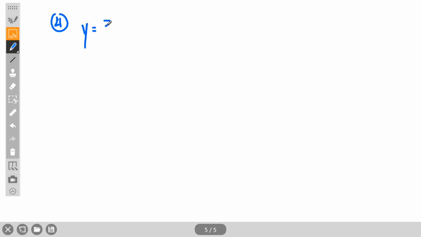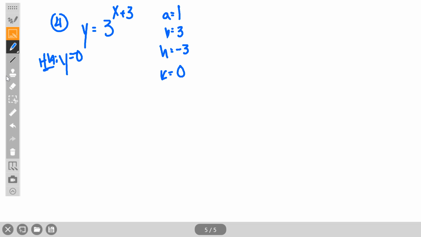Number 4, y is equal to 3 to the x plus 3. Let's see. A, B, H and K. A is 1 because there's no number out here. B is 3. H is -3 because it's the opposite. And K, there's nothing here, so it's 0. Horizontal asymptote here is y is equal to 0.